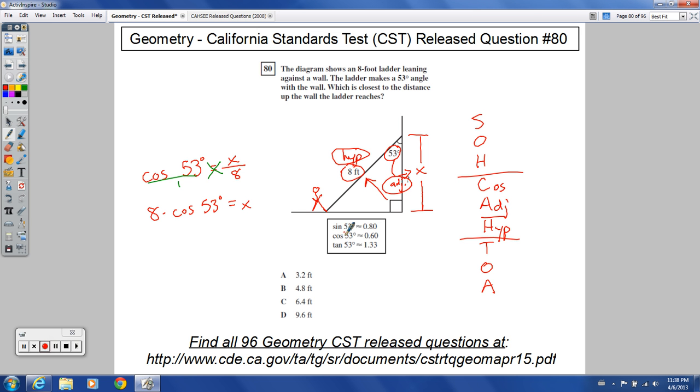But we know cosine of 53, based on the information they give us in this little table here, is 0.6, or 0.60. And 8 times 6 is 48, so 8 times 0.6 would be 4.8. And so my answer right here should be 4.8 feet for the value of x, the vertical distance up the wall the ladder reaches. That is choice B for number 80.